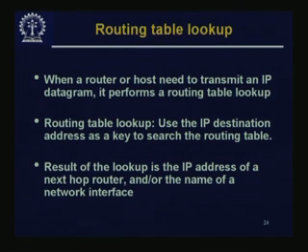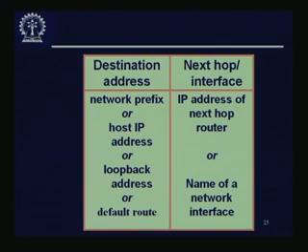When a router or host needs to transmit an IP datagram, it performs a routing table lookup, as we have seen. So, use the IP destination address as a key to search the routing table. There is some more detail in that, we will go into that. The result of the lookup is the IP address of the next hop router and/or the name of the network interface. So, this is the scene we have seen.